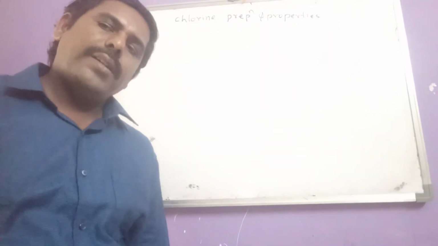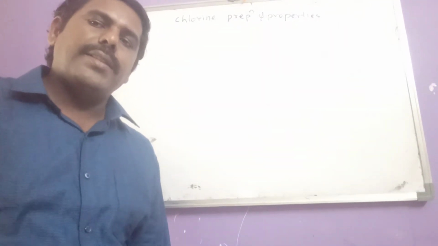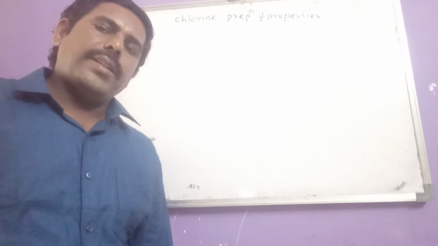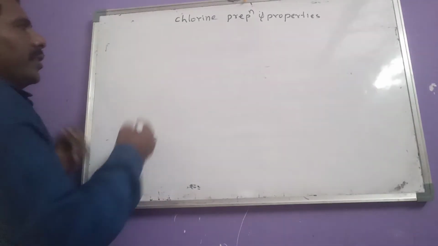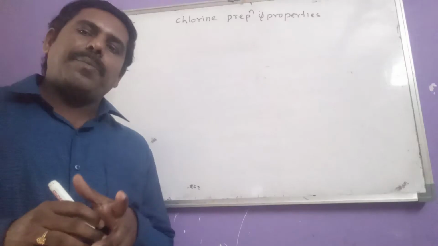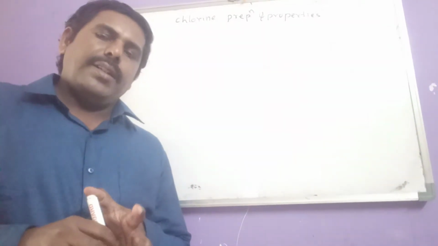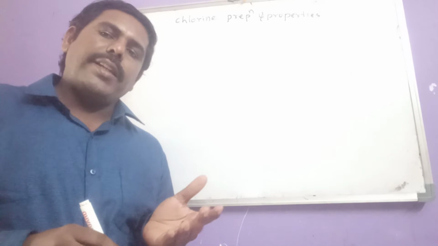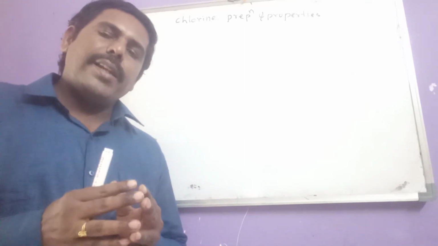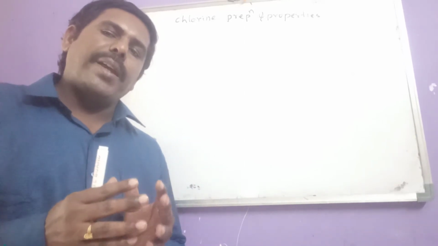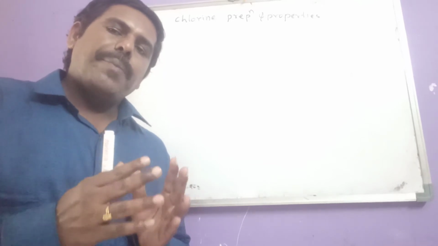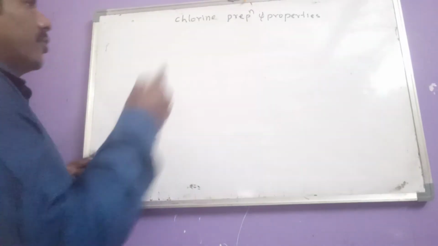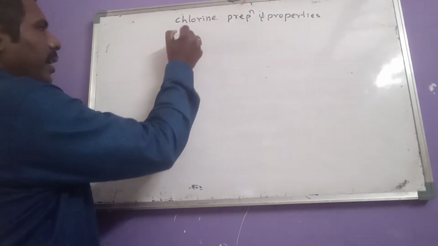Hello to everyone. In this video, let us discuss chlorine preparation and properties. So let us see here. For the first time, chlorine was prepared by Scheele. By which reaction? By the oxidation of HCl with MnO2, Scheele for the first time prepared chlorine. So see that reaction here.